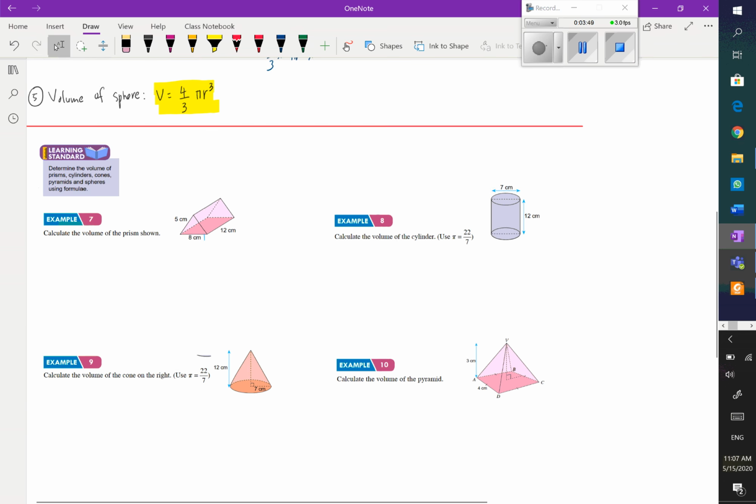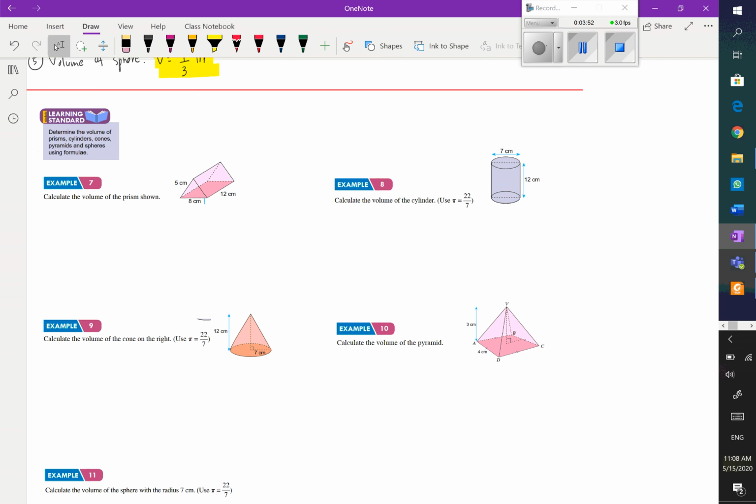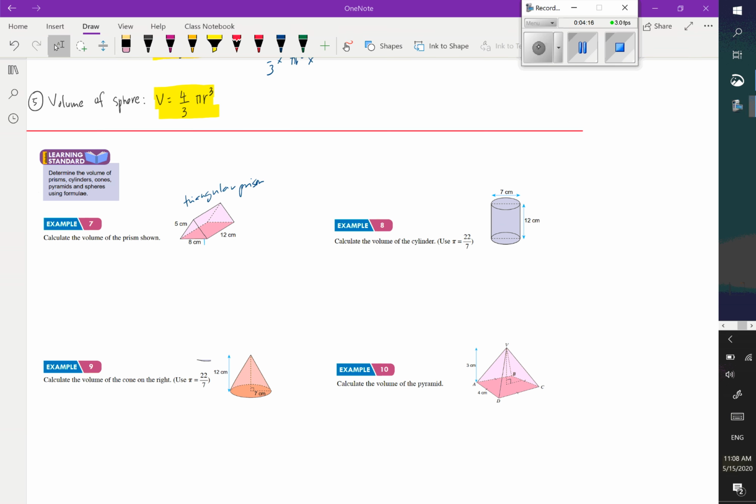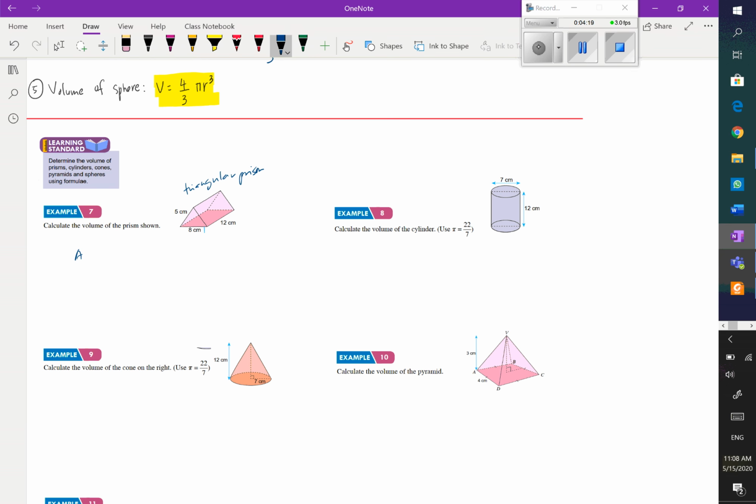Okay, let's say example. You want to determine the volume of prisms, cylinders, cone, pyramids and spheres using the formula. Macam mana nak guna formula? Okay, so sekarang untuk example 7 diberi kepada awak adalah prism. Tapi prism ni apa? Kena identify dia adalah triangular prism. So ingat, volume of prism adalah area of cross section. V sama dengan area of cross section darab dengan height.